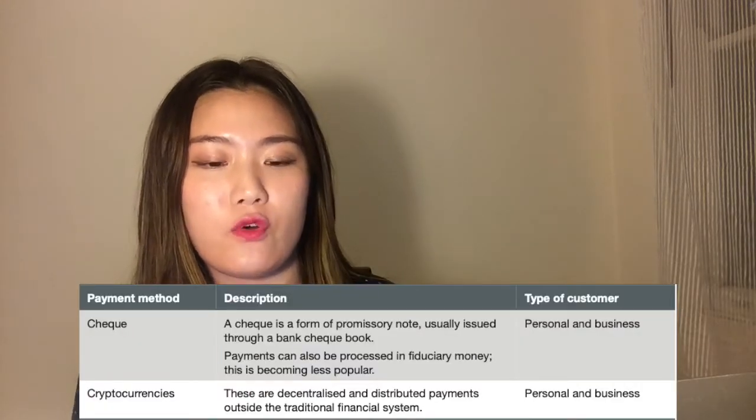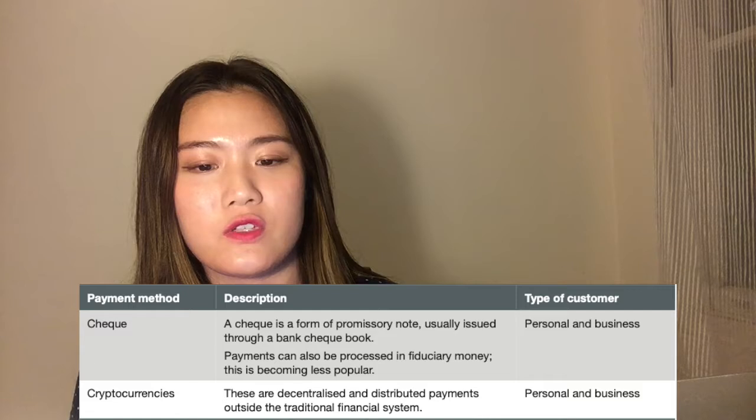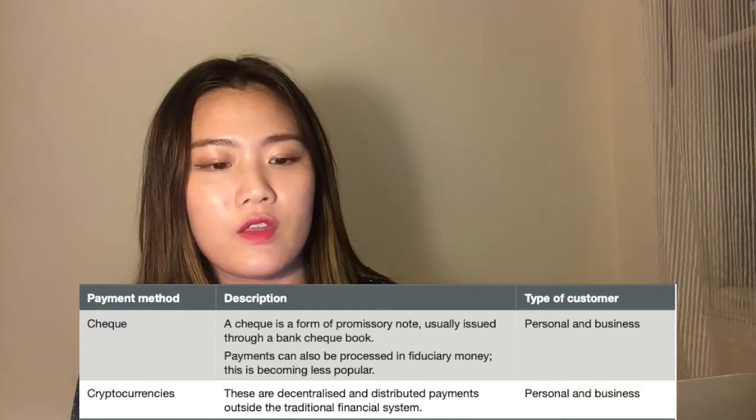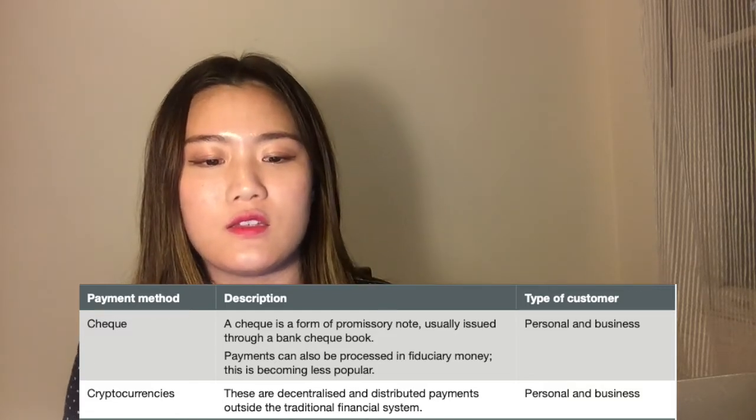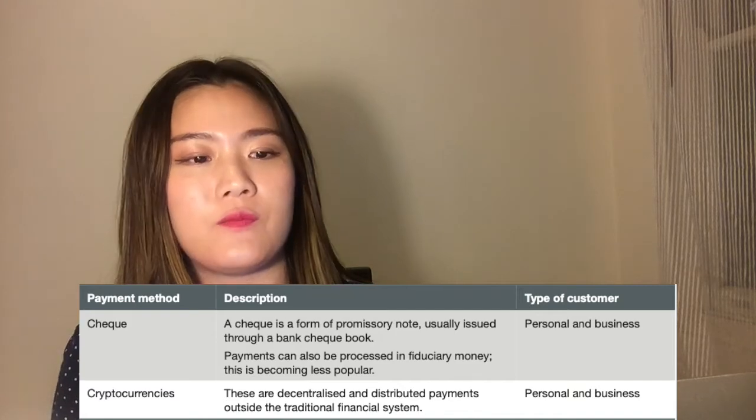A check is a formal promissory note, usually issued through a bank checkbook. Cryptocurrency is decentralized and distributed payments. Hybrid payments combine multiple payment technologies and include smart payments, contactless payments, biometrics, stablecoin, buy now, pay later.